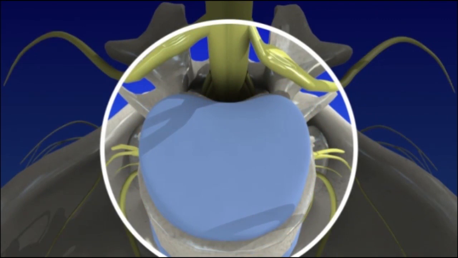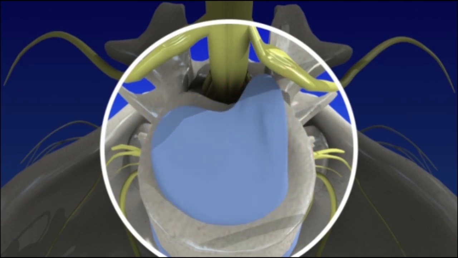As a disc deteriorates, the outer layer can weaken and tear. A herniated disc occurs when the outer layer ruptures and the inner portion leaks out. If the disc travels into the spinal canal, irritation and pressure on the spinal cord or nerves results in pain.